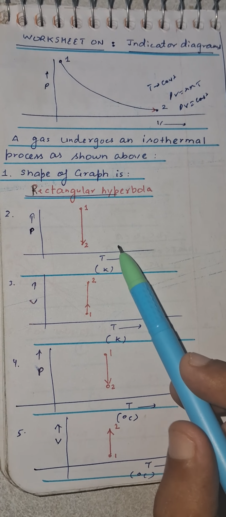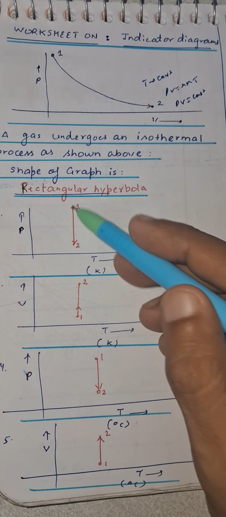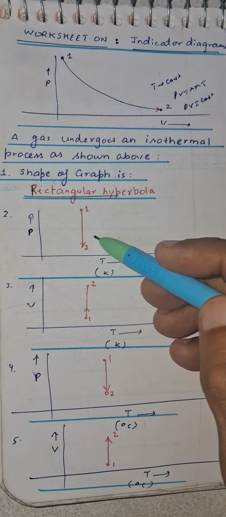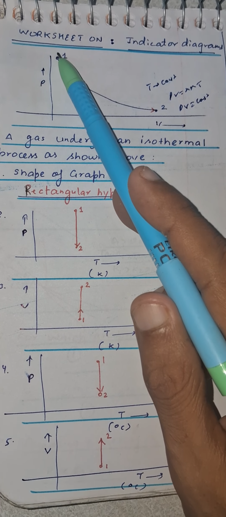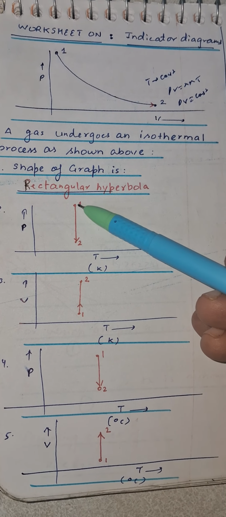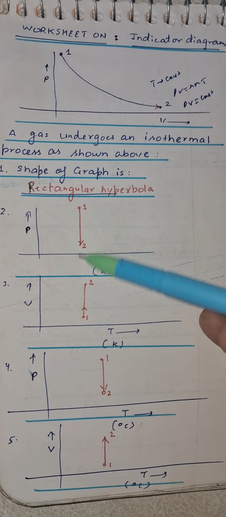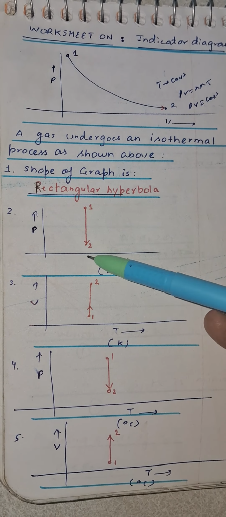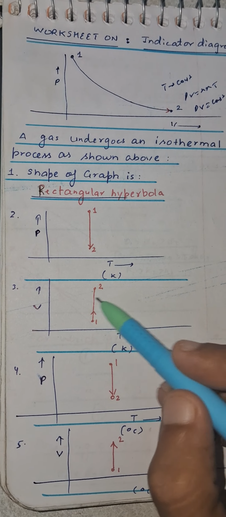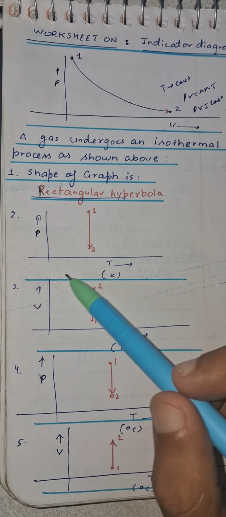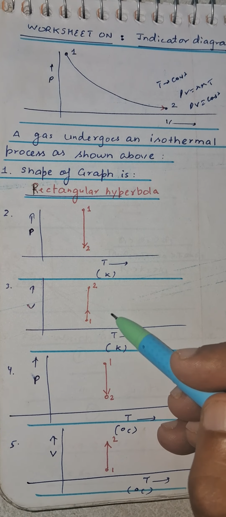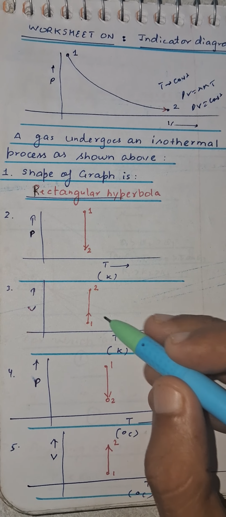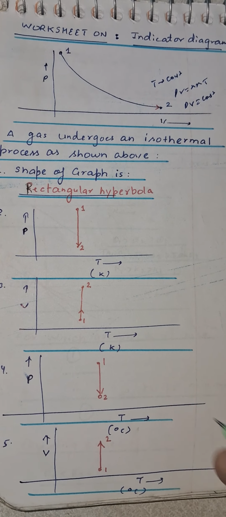So if we draw the PT graph of this, temperature is constant, so it will be a straight line perpendicular to the temperature axis. The point here is we have to observe that pressure decreases on moving from 1 to 2. So 1 will be above and 2 will be down like this. That will be the pressure temperature curve for this particular situation. Next is the VT graph. Since pressure is inversely related to the volume, volume will increase, temperature is constant, it's given. So the graph will be like this.